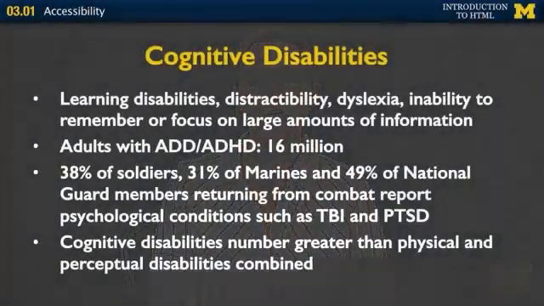Now, what does that have to do with making your web accessible? We want to make sure that things are easy to understand, not flashing, not requiring great amounts of concentration. Cognitive disabilities number greater than physical and perceptual disabilities combined, so it's something that you want to think about when you're designing your page, or even if you're just helping other people design theirs. So let's get to specific stats, because nothing helps me convince people more that they want to design for the web than showing them the numbers.